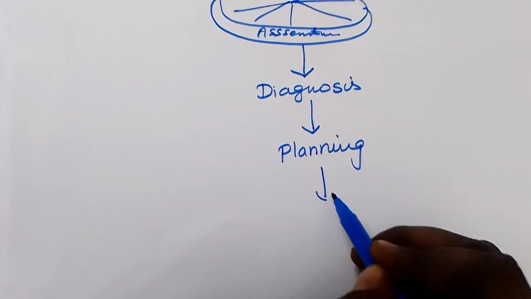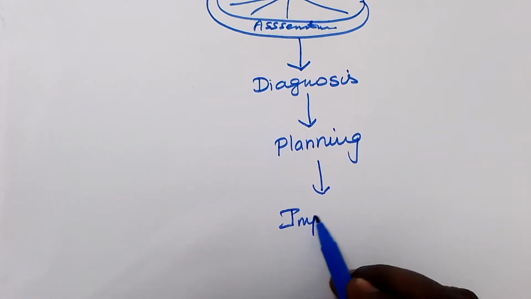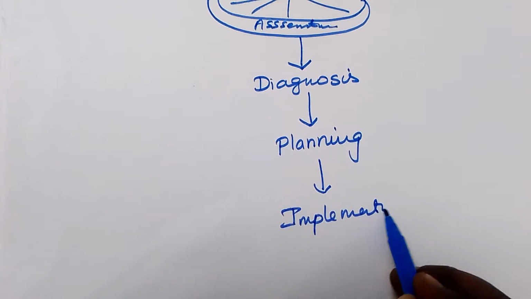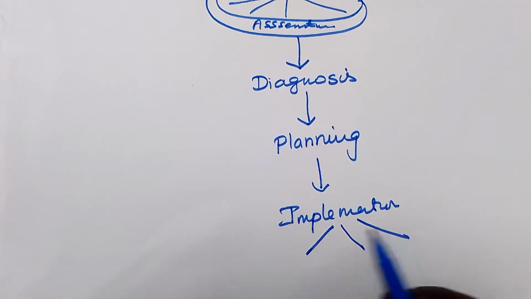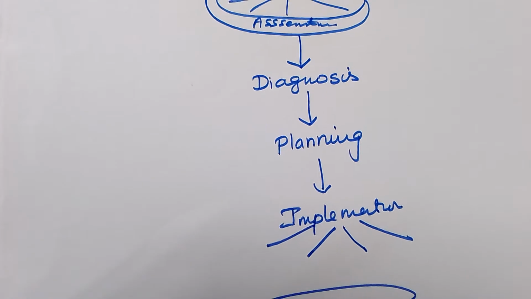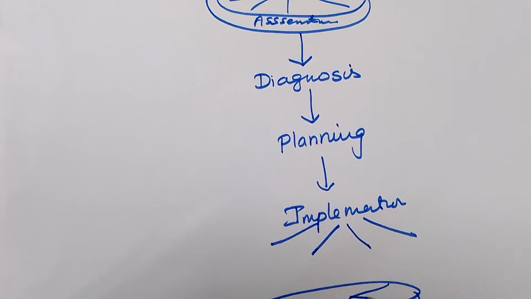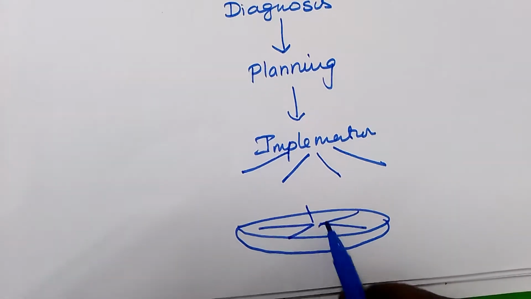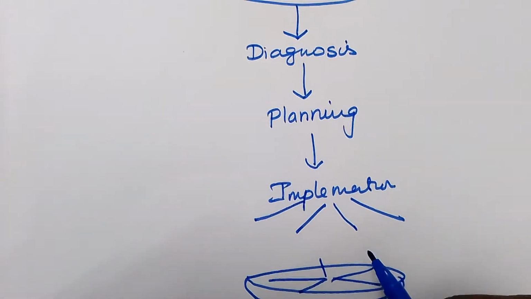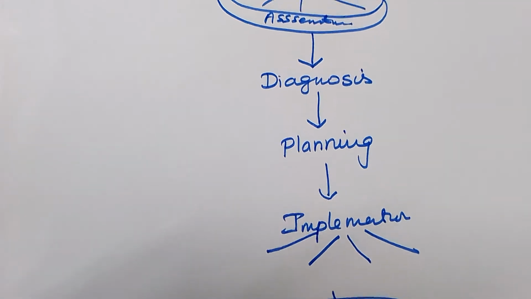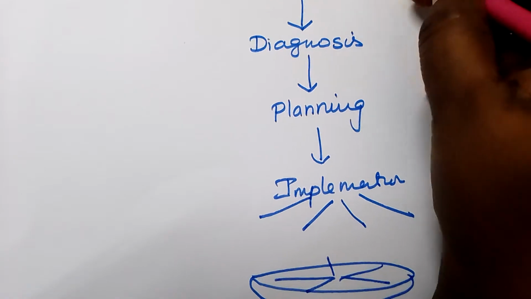Planning and implementation. Implementation, you will see, and then will be the evaluation. Okay, this is the evaluation of the subsystems. Okay, now we will see what is called assessment.